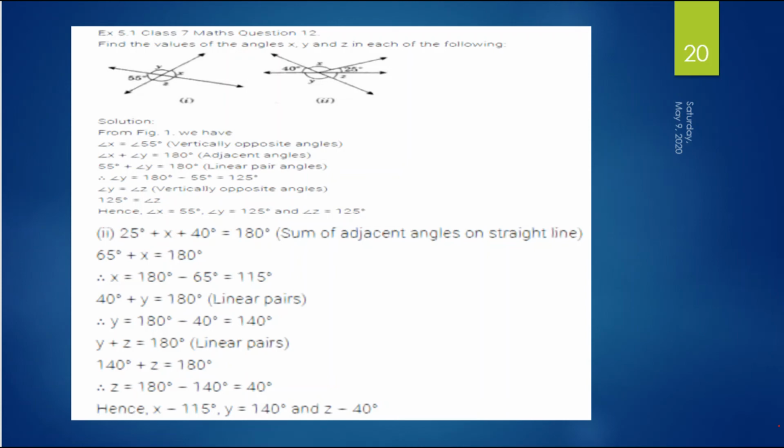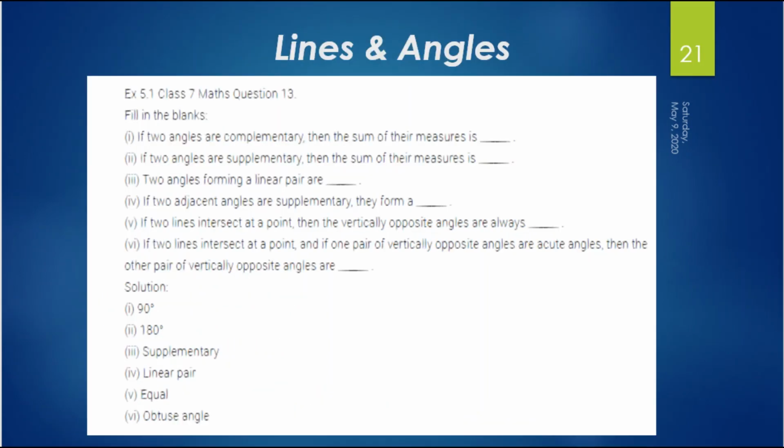If I explain the first part with the figure, here x is equal to 55, and they are vertically opposite angles. Here writing their reason is more important. x plus y is equal to 180, which are adjacent angles. 55 plus y is 180, linear pair angles. And y is equal to 180 minus 55, which is 125. So y is equal to z, they are vertically opposite angles. So z is 125: x is 55, y is 125, and z is 125. Similarly, by looking at the other figure, figure 2, you can solve this yourself.